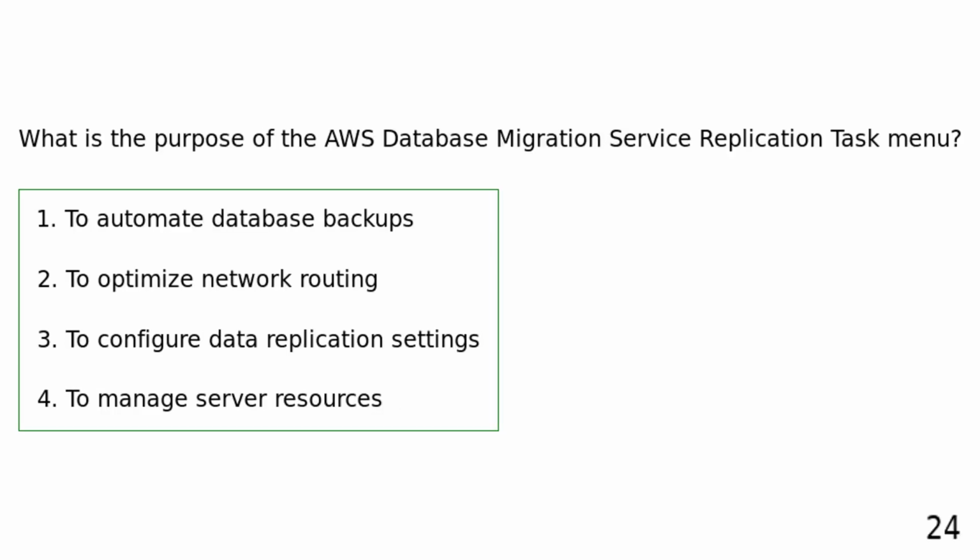What is the purpose of the AWS Database Migration Service Replication Task menu? To automate database backups. To optimize network routing. To configure data replication settings. To manage server resources.